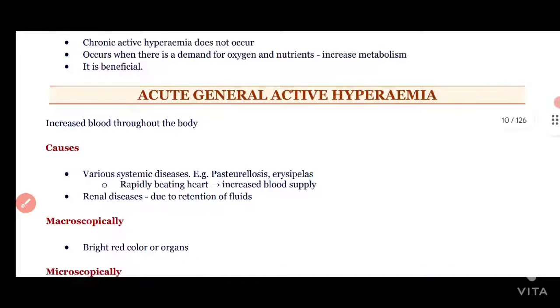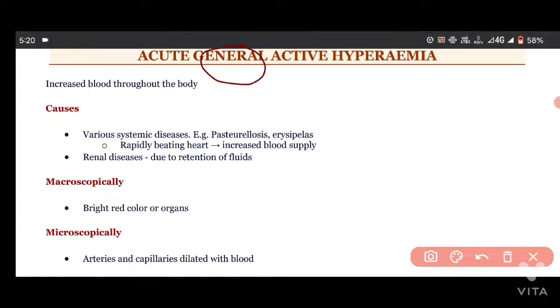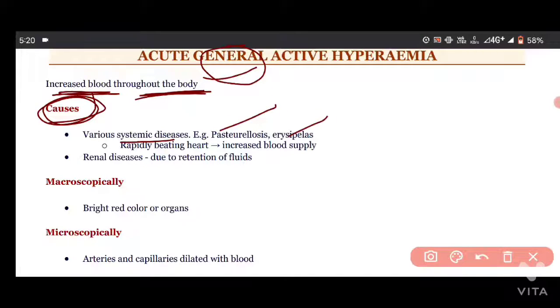And the next type of acute hyperemia is acute general active hyperemia. Now, the word general means that the hyperemia is present within the whole body. Now, there is increased blood throughout the body. That may be because of various systemic diseases like vasculosis and erysipelas. Erysipelas is caused by erysipelothrix rhusiopathiae.